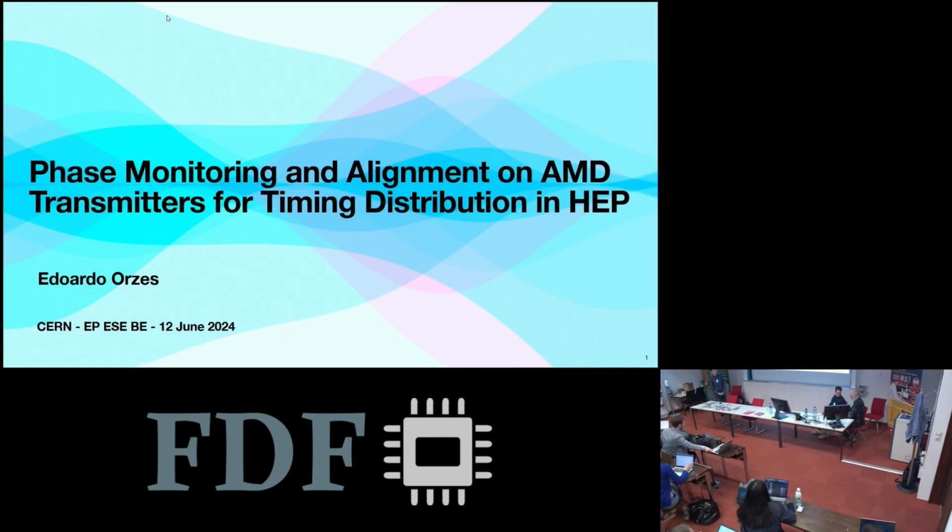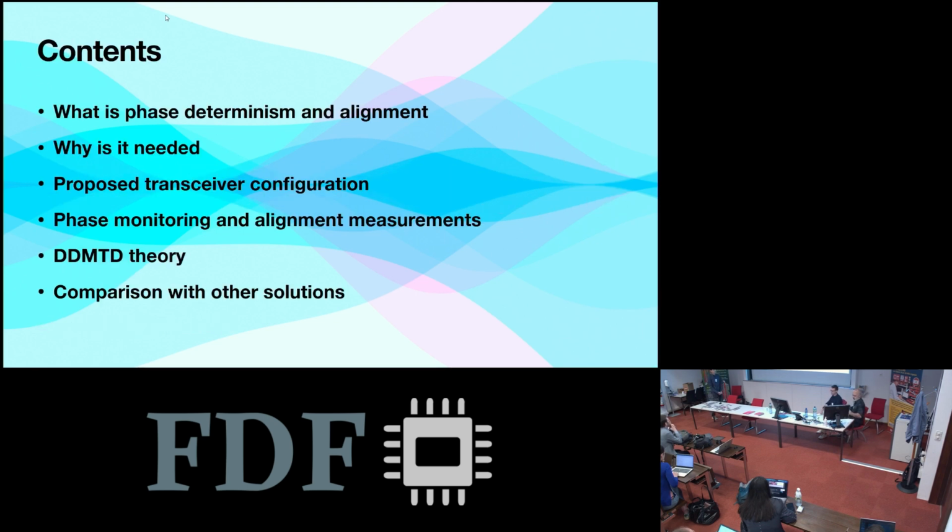Hello. So today I'm going to tell you about a way for achieving phase determinism and frame alignment using Xilinx transceivers for timing distribution systems. I will start with an introduction to what phase determinism and frame alignment are, and why we need them. Then I'll show you the proposed solution and measurements about this solution.